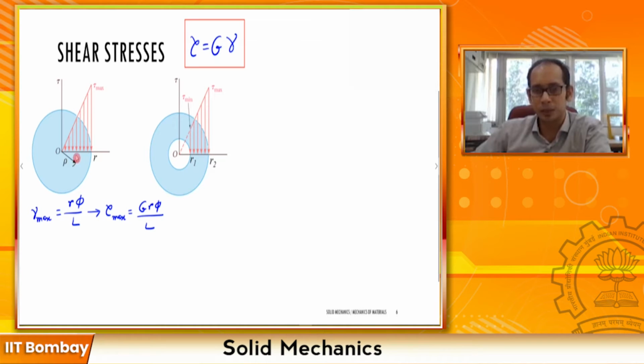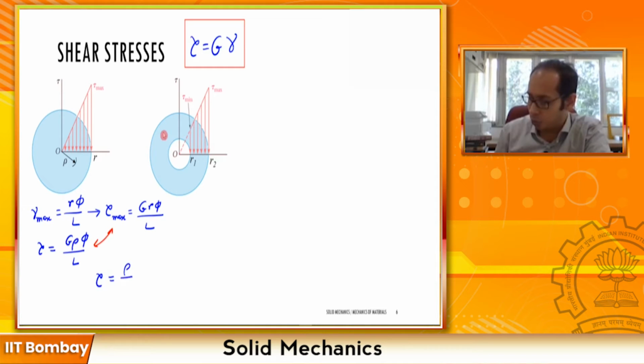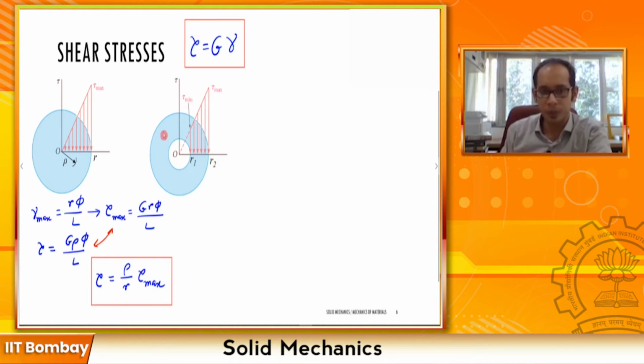And at any general point, at any general radius rho, what I'm going to get is my tau is going to be G rho phi divided by L. Now again, correlating these two expressions, what I get is the generic expression that tau at any point is going to be rho divided by R tau max, right? This is for the solid shaft, right?